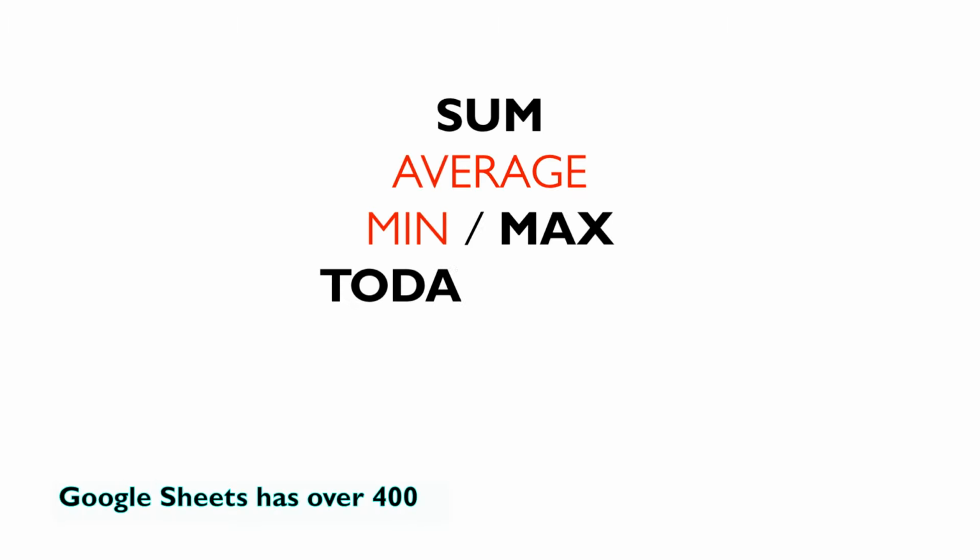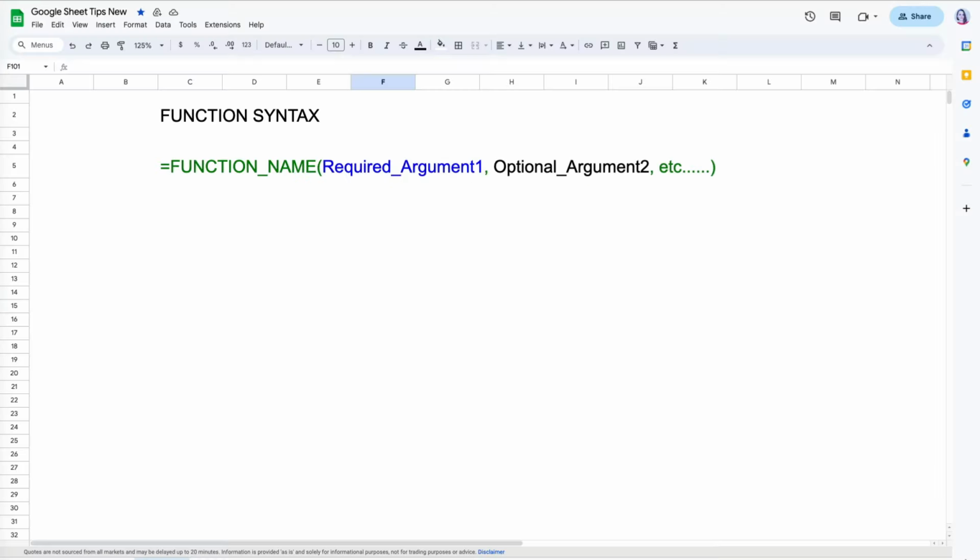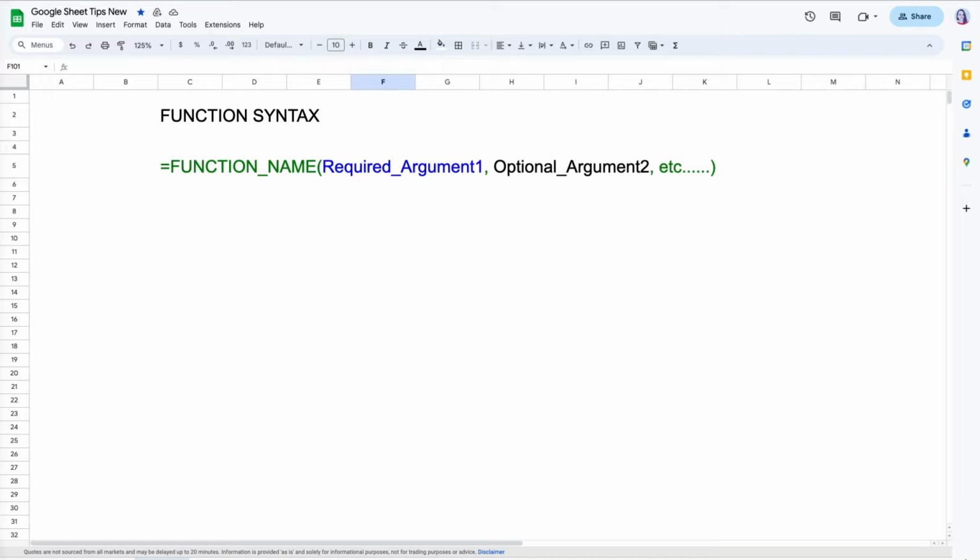Google Sheets has over 400 predefined functions that perform calculations using specific syntax and arguments. The typical function syntax consists of equal, then the function name, and in parentheses you have arguments. Functions can have required and optional arguments. When you don't include an argument that is required, you will receive an error. Some optional arguments have a default or can be omitted and the function works just fine without it.